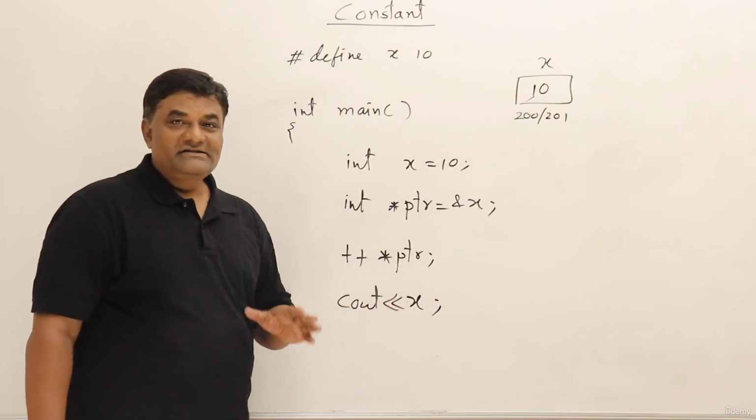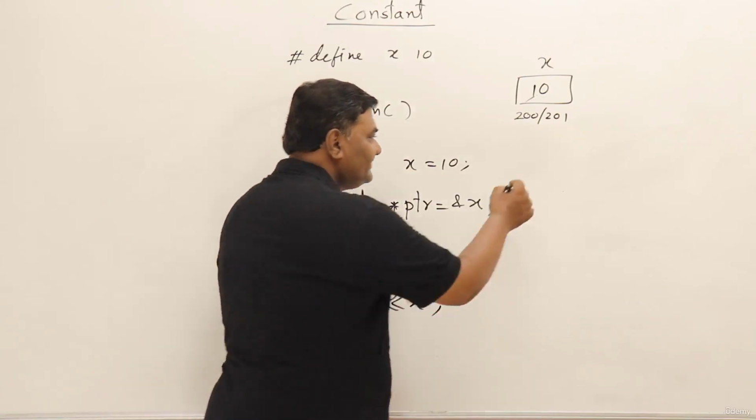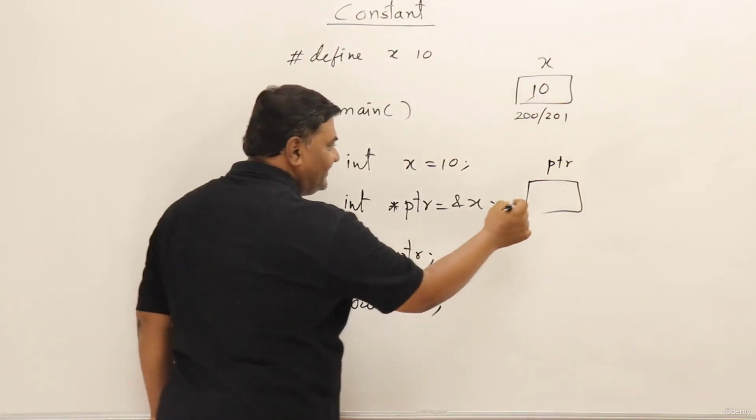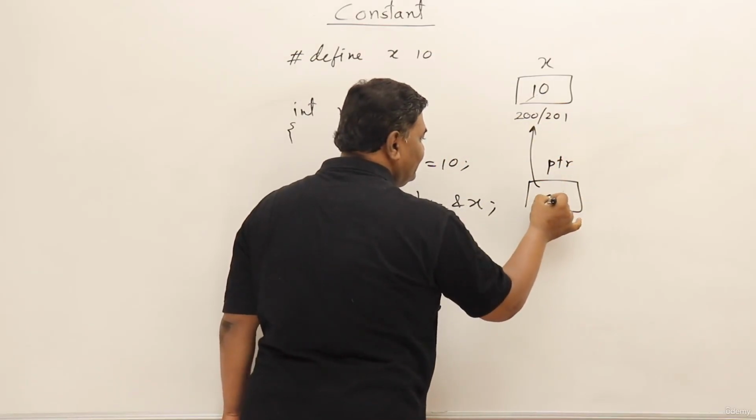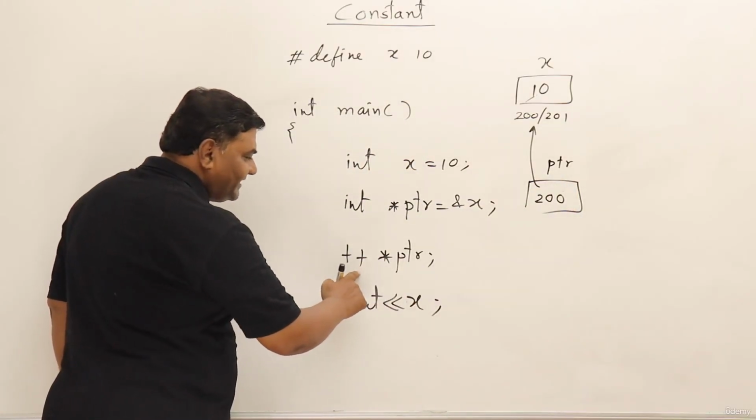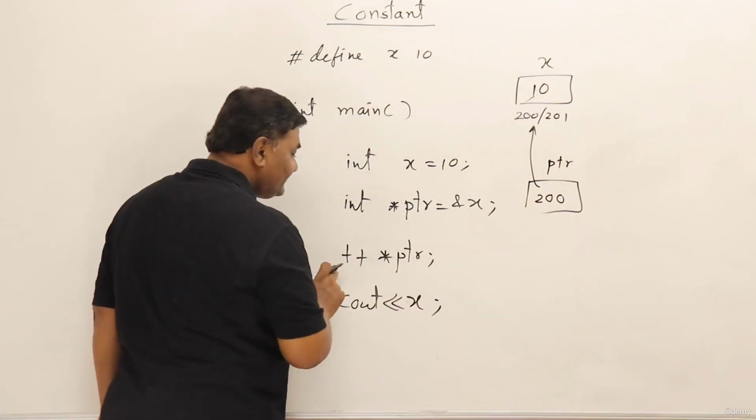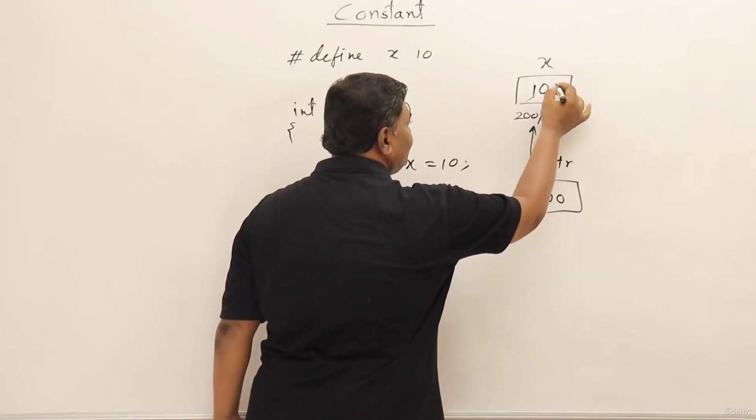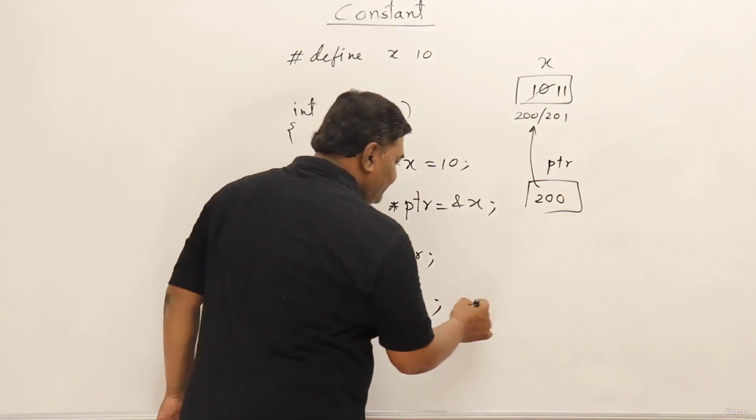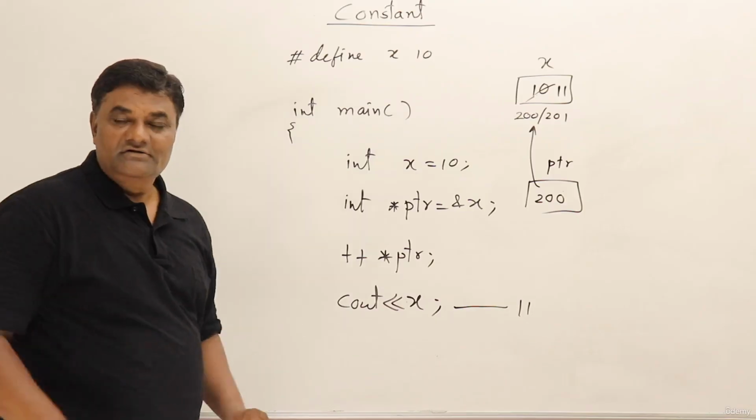Now let us look at this. This is a known thing for us. I have a variable x and a pointer ptr. So this is a ptr pointer. It's pointing on this variable x, so it has the address 200. Then next line, I said plus plus star ptr. So star ptr, go to this location and plus plus, this becomes 11. So 10 becomes 11. So this will modify x, and cout x will print 11. x value is 11. This is a simple code.